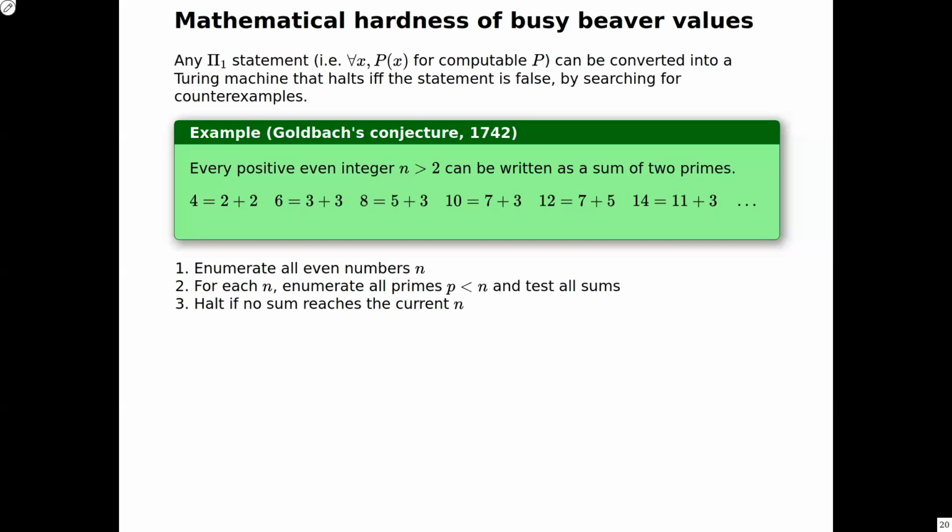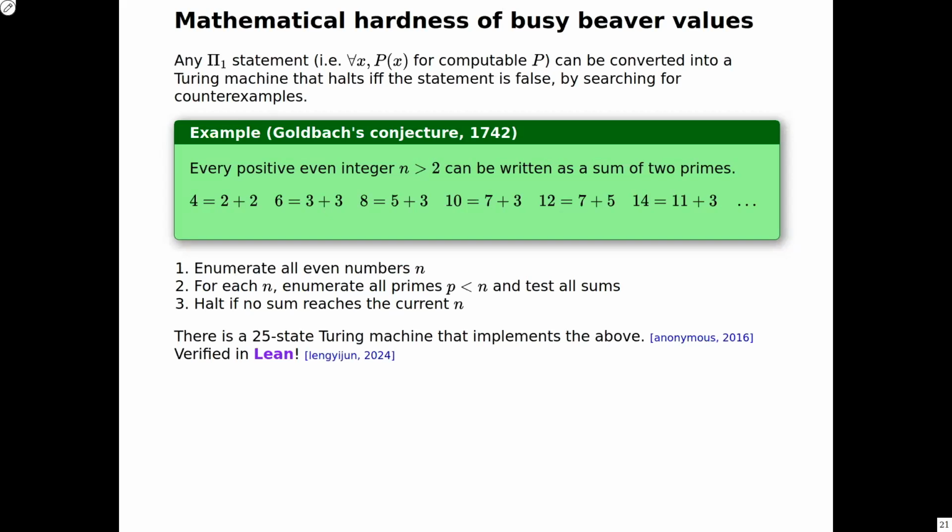So what you can do is just enumerate all even numbers, and for each of them, try all the sums, because it's bounded. You just need to check the primes below that, and maybe halt if one day you find a counterexample, so a number n that does not have this kind of representation. This has been done in practice.